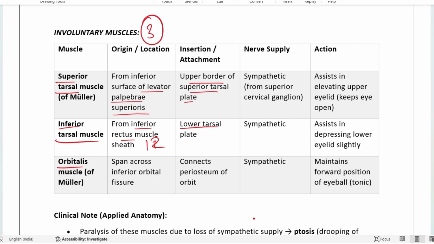Orbitalis, it spans across the inferior orbital fissure and connects to the periosteum of orbit. All these three muscles are supplied by the sympathetic. The action: superior assists in elevating, inferior in depressing, and orbitalis maintains the forward position of the eye, nothing but the tonicity of the eye.